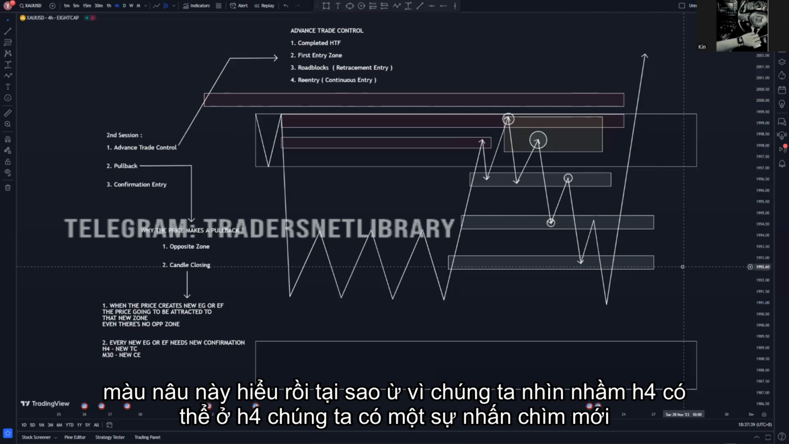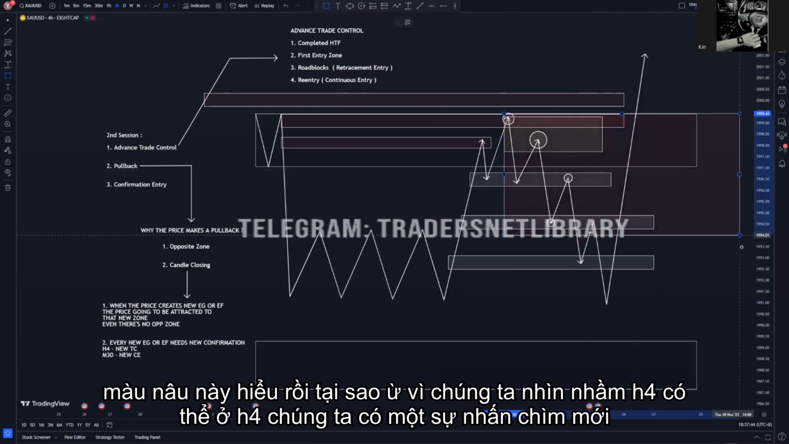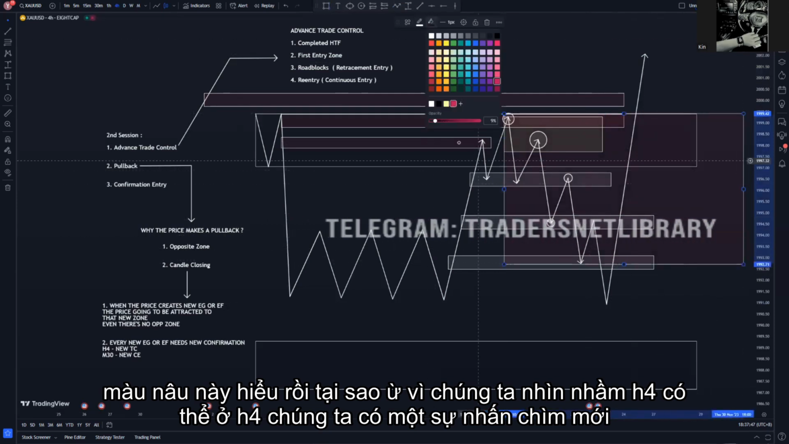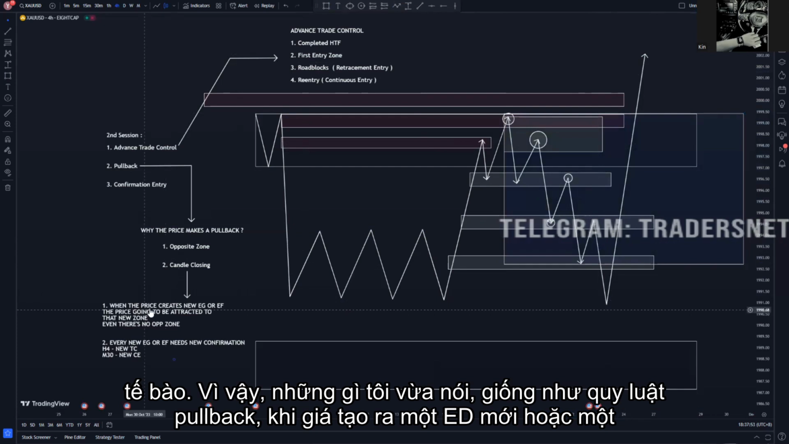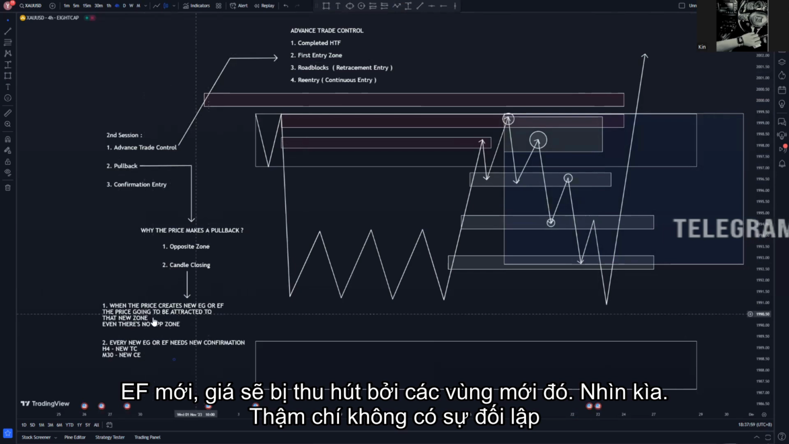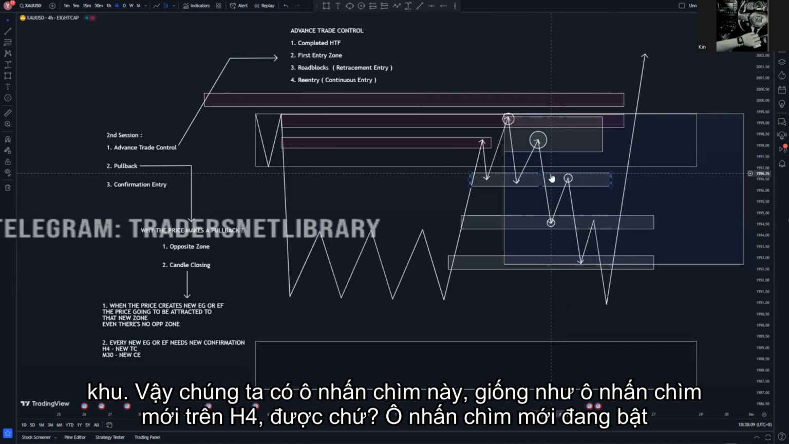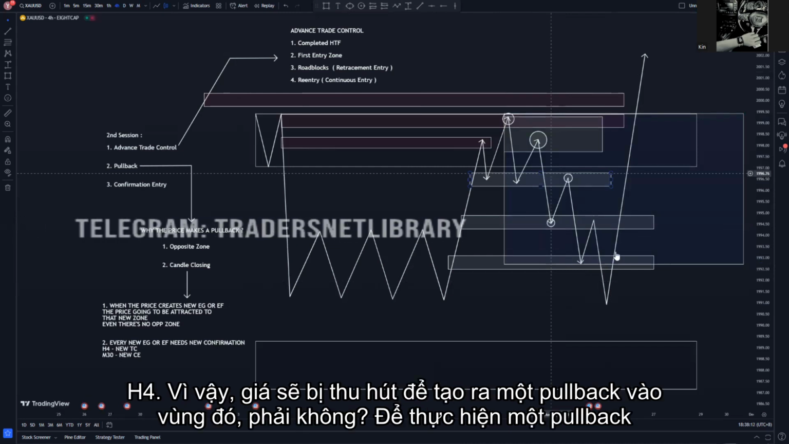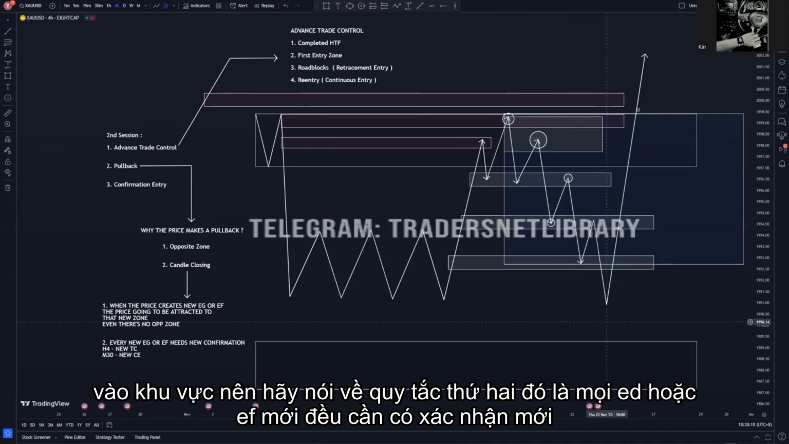Get it? Why? Because we mislooked on the H4. Maybe at the H4, we have a new engulfing cell. So what I've said just now, the rules of pullback: when the price creates a new EG or a new EF, the price is going to be attracted to that new zone. Look at that, even though there are no opposite zones. So we have this new engulfing cell on H4, so the price will be attracted to make a pullback into the zone, right?